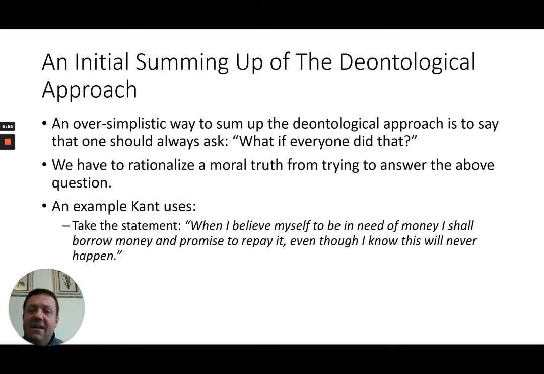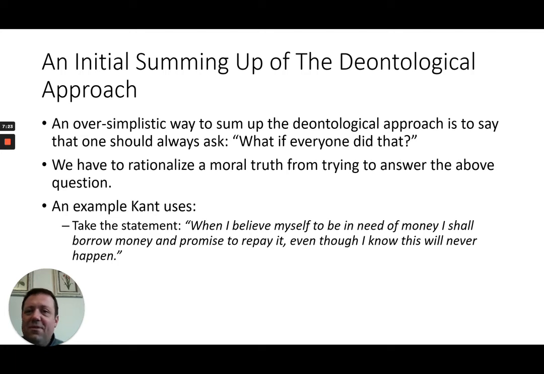All right? And the same goes for lying. So this is the question that we have to answer when we're trying to rationalize how to act. And the example that Kant uses, he says, when I believe myself to be in need of money, I shall borrow money and promise to repay it, even though I know this will never happen. Now, if everyone did that, then, of course, the very idea of credit would collapse.